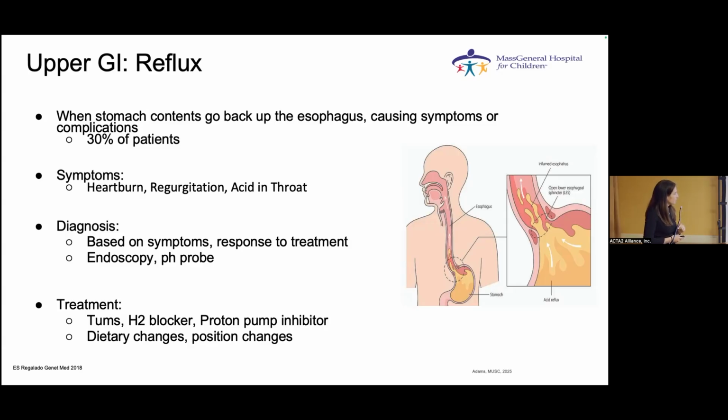In terms of treatment, there are various different treatments you've probably heard of. There's Tums, which is fast acting, an antacid that just neutralizes any acid there. So it works quickly, but it doesn't prevent acid reflux. Then we have H2 blockers and proton pump inhibitors, which are more preventative and can help prevent symptoms of reflux. And then there are behavioral things like dietary changes and position changes.